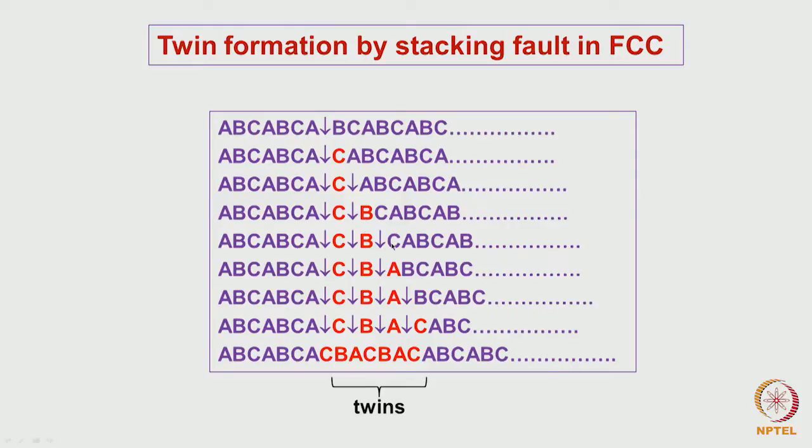Then the atom next to B, this C, is moved to A position. So it creates another intrinsic stacking fault. Now if you look at it, the stacking sequence has become CBA, right? And then if I move this B to another position, it becomes C. Now if you look at the stacking sequence, it becomes CBA like that. So across this plane, the stacking sequence on this side is ABC, and this side is CBA. One is a mirror image of the other, okay.